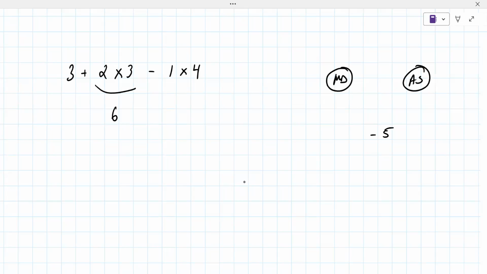So 2 times 3 is 6. Now you can do all the multiplication and division together, so you can put a 4 here. You don't have to wait, but you want to be careful that you don't do too much in one line. Now whenever you have addition and subtraction, you just do that left to right. So 3 plus 6 is 9. 9 minus 4 is +5. Now that's what you said first.